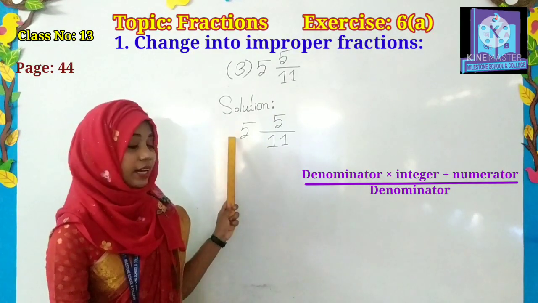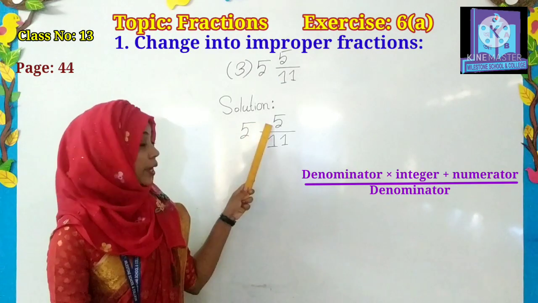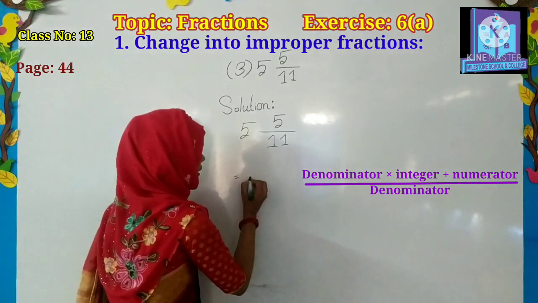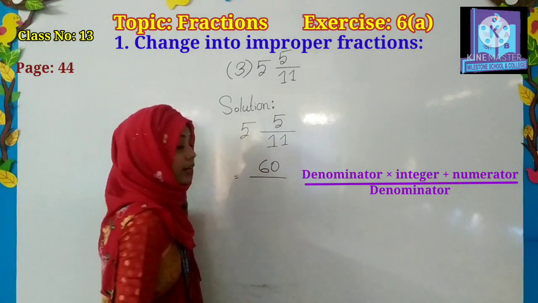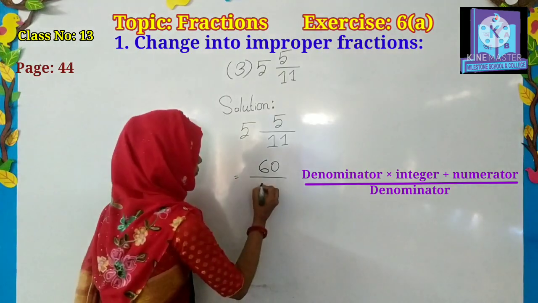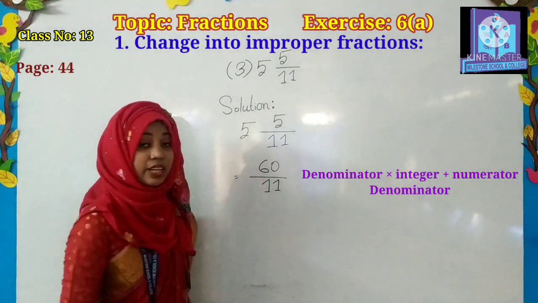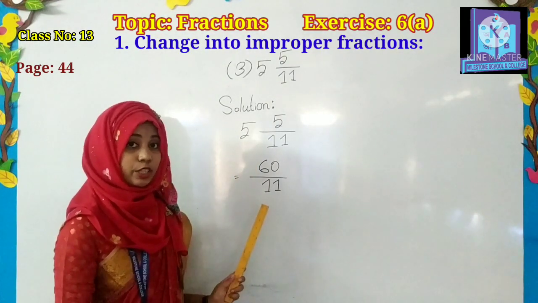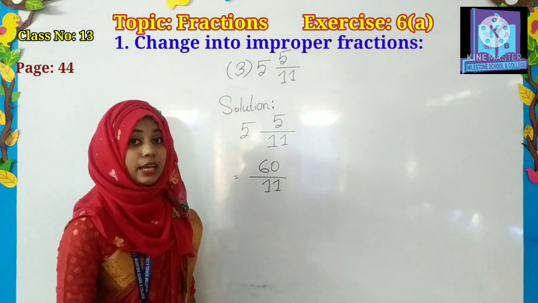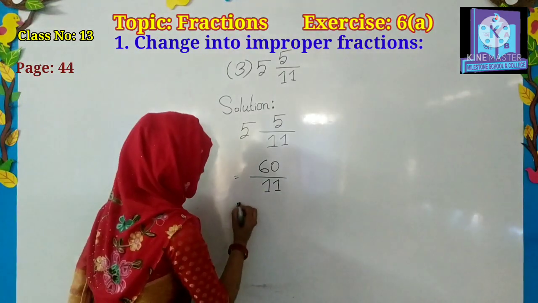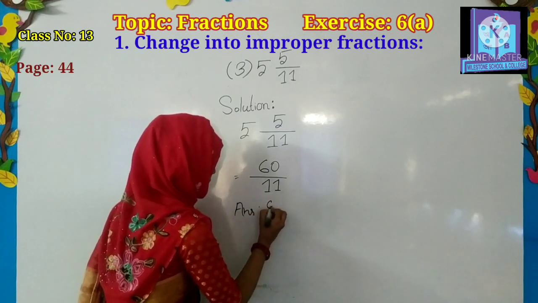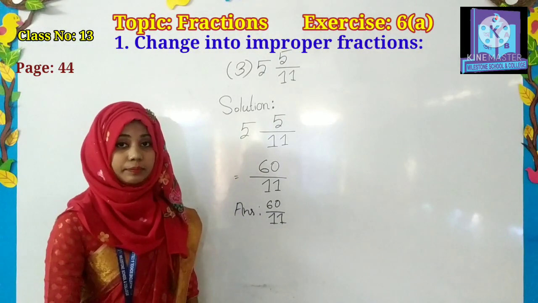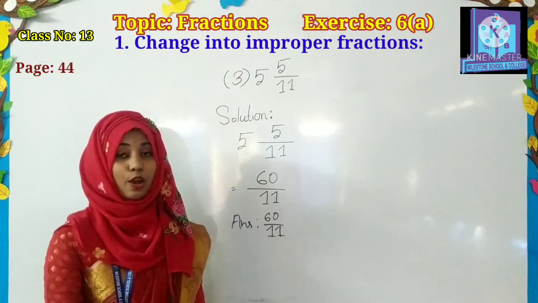Now we will convert this mixed fraction into an improper fraction. So 11 5s are 55 plus 5. 55 plus 5 is 60. So our numerator is 60 and our denominator is 11. 60 is greater than 11. It means numerator greater than denominator. So this fraction is an improper fraction. Have you understood this math? Okay.